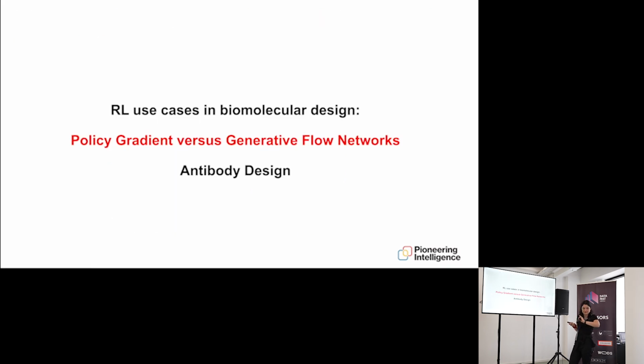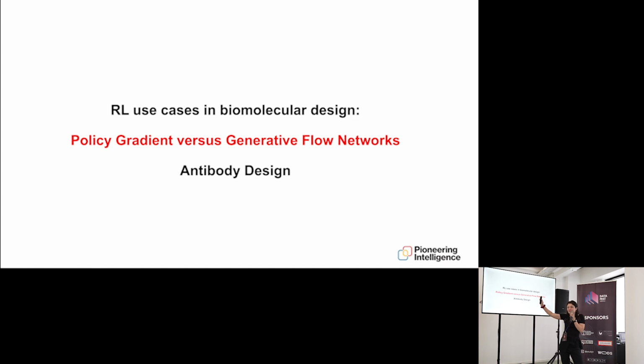Okay. I have 5 minutes left, and I think that's enough. So I talked a lot about policy gradients, and that's a very classic old school way of doing RL, but it's not all that is out there, so I also want to touch upon a more recent approach, which is, in this case, generative flow networks in the case of antibody design.